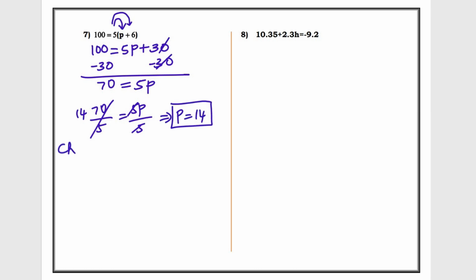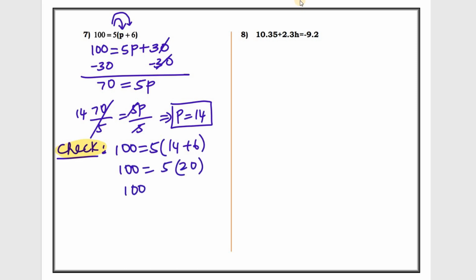Let us check that. 100 is equal to 5 times of 14 plus 6. 100 is equal to 5 times of 20. So 100 is equal to 100. So hence verified. Question number 8.